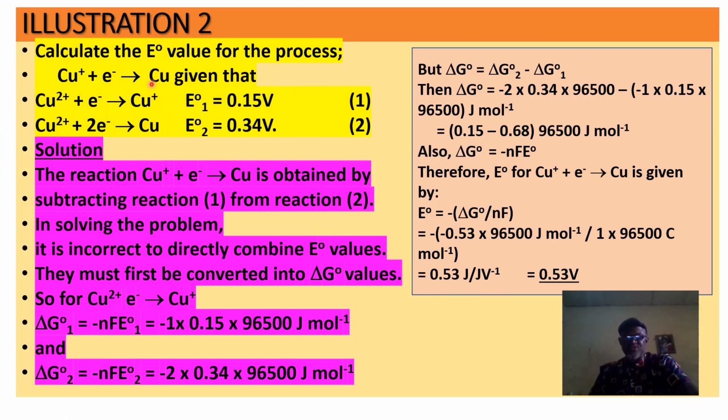The second illustration is also here. These are the equations that are given. We find the E naught values, E naught 1, E naught 2. So we want to find out delta G naught 1 and delta G naught 2. We supply them to our equation: delta G naught is equal to minus nFE naught, and then we find the E naught for the reaction.